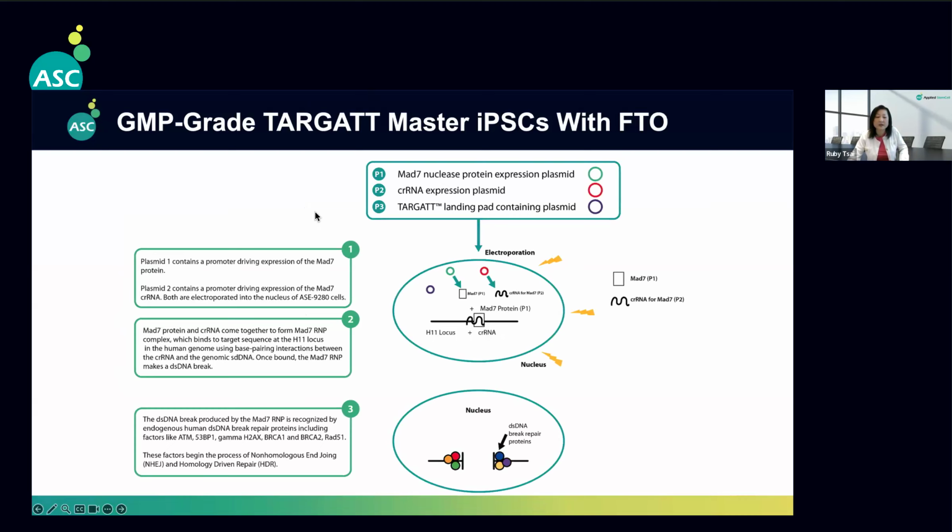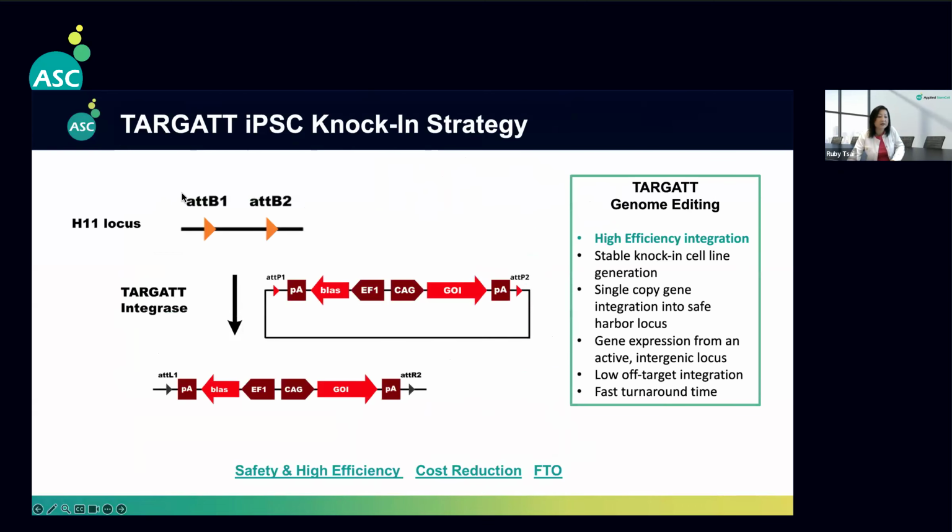I'm going to skip this. That just tells, step by step, how we actually made this GMP grade target master iPSC using Mad7. So now we have this master iPSC line that really contains the landing pad here, attB in the yellow triangle. And then starting from this line, one can insert any genes of interest, in red here, into the safe harbor locus and generate a large fragment insertion.